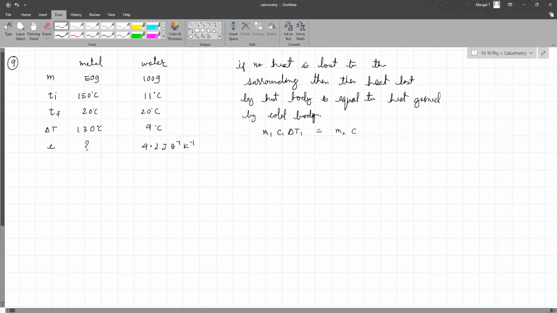Yes, Miloy. So I didn't understand the statement. The statement is that, as you can see, the metal is at 150 degree and water is at 11 degree. It has lost heat and come to 20 degree, whereas water has gained heat and the temperature of water has come to 20 degrees. So that means all the heat that is lost by the metal is gained by water. So that is what we are writing. There is no heat lost to the surrounding. So that means all the heat that the metal has lost is gained by water.